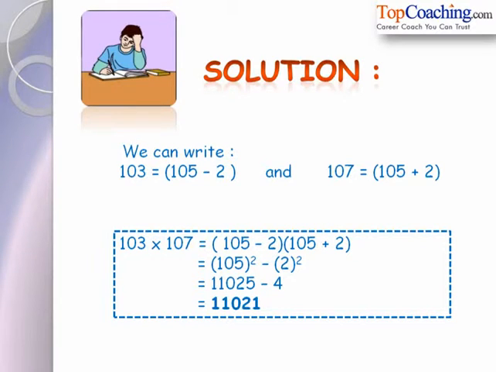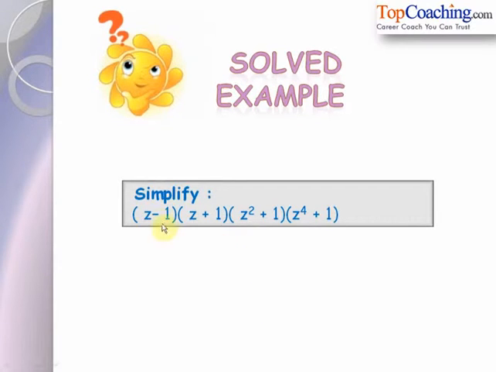where the result comes out to be equal to a square minus b square, and thus this would be equal to 105 whole square minus 2 square. Now 105 whole square is nothing but 11025, and 2 square is 4. Therefore 11025 minus 4 is equal to 11021, and thus we get the value of 103 into 107 as equal to 11021. Let's try to solve one more example.